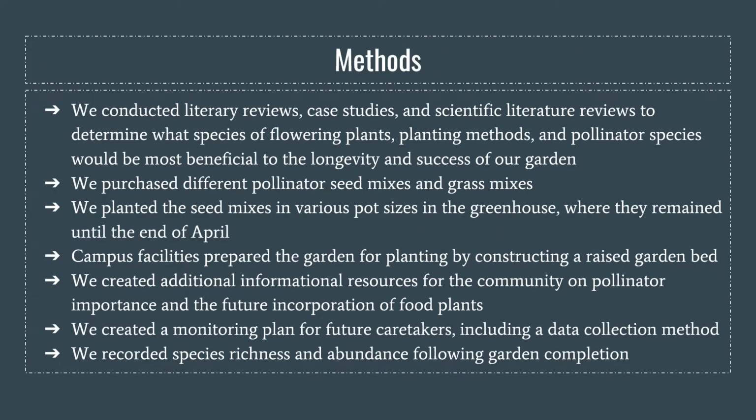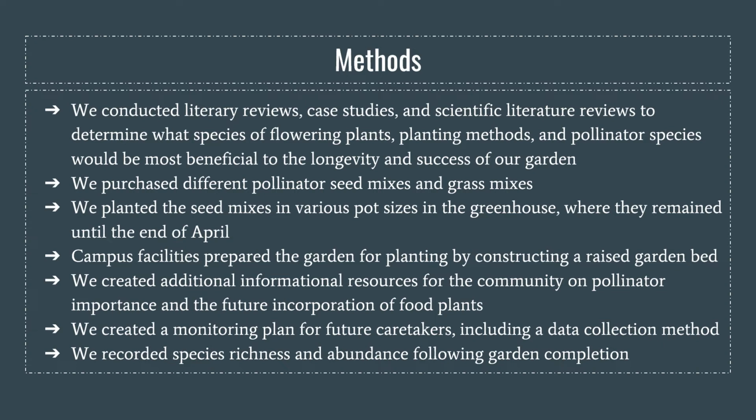We began our methodology by conducting literary reviews, case studies, and scientific literature reviews to determine what species of flowering plants, planting methods, and pollinator species would be most beneficial to the longevity and success of our garden. We purchased different pollinator seed mixes and grass mixes. We then planted the seed mixes in various pot sizes in the greenhouse, where they remained until the end of April. Campus facilities prepared the garden for planting by constructing a raised garden bed.